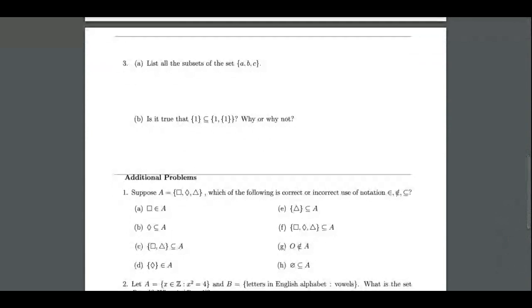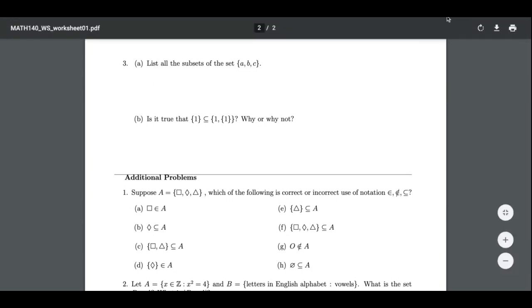Okay, now let's do 3. 3A and 3B. Okay, anybody has any questions? I don't want to go too fast. Anybody has any questions? Okay, if not, let's keep going with 3. So 3, we're counting subsets. 3A, 3B.